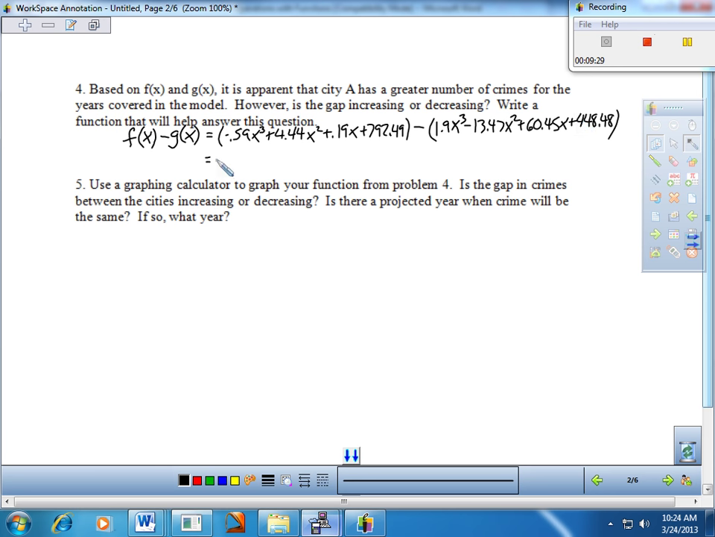Looks like we're going with about a negative 2.49 x cubed. And I've got about 17.91 x squared minus 60.26 x. And on my paper, it's tough to read, but I'm getting about 344 and change on the back. Something like that. And so this would be f of x minus g of x.